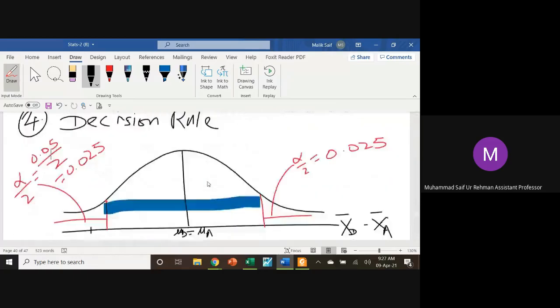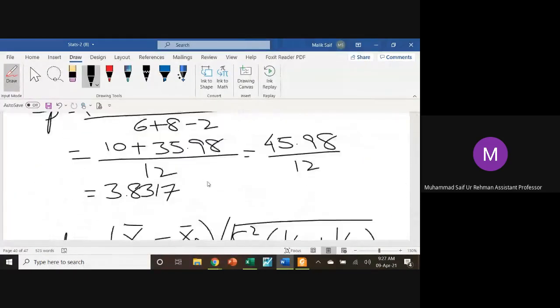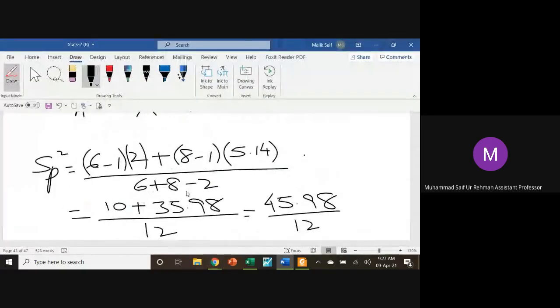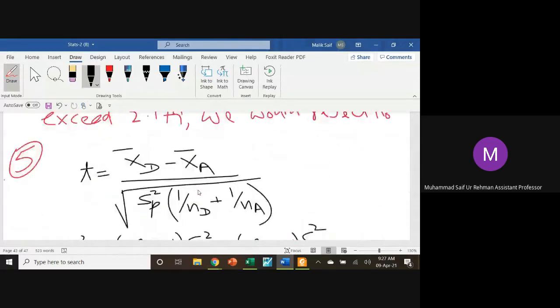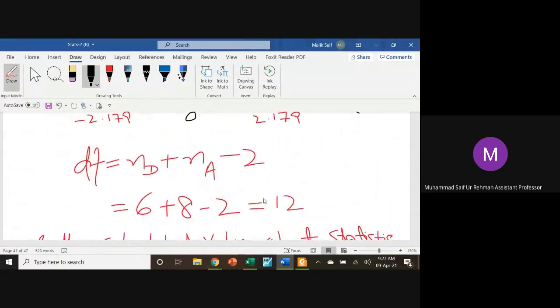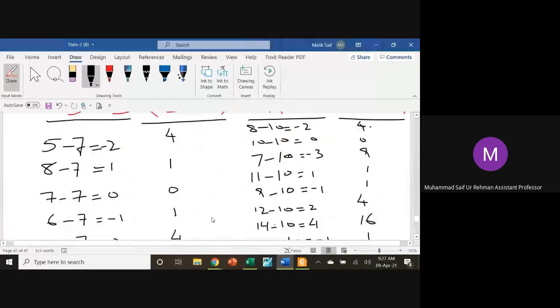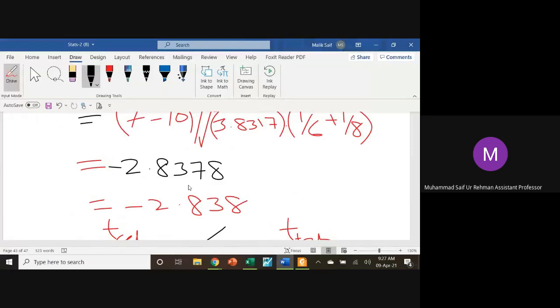For this, you will consider the calculated value of the t statistic. The calculated value is 2.838. You will locate this value against the degree of freedom. What was the degree of freedom? 12, that is 6 plus 8 minus 2. We also found it in step 4. Two samples are there, so against 12 degrees of freedom, you will locate 2.838, the calculated value.